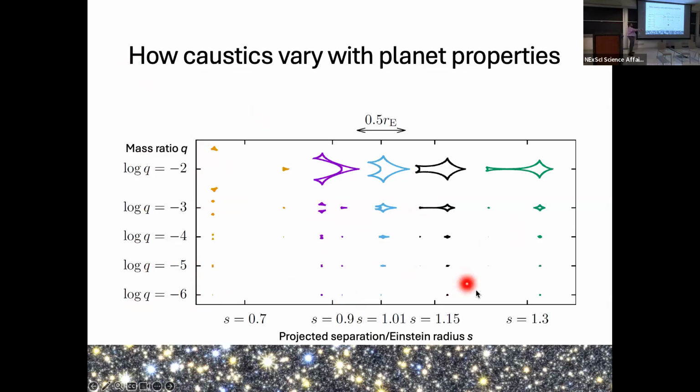The range in projected separation is quite small. It's going from 0.7 to 1.3. And so this means that microlensing is most sensitive in a relatively narrow range of projected separations. And just to be clear, this projected separation is where the planet is on the sky relative to the star at the moment that you observe. Then you divide that physical separation by the Einstein ring radius, and we call that parameter S.